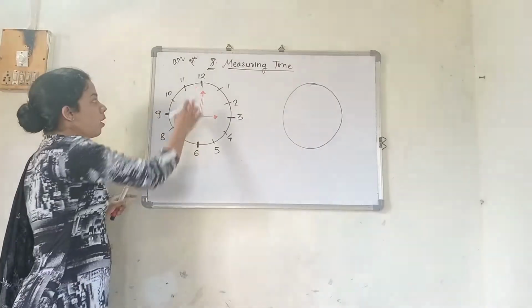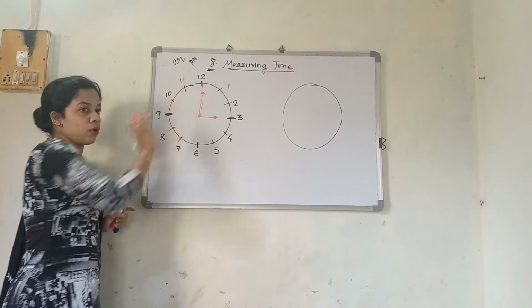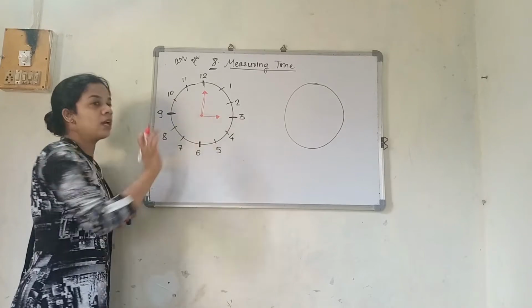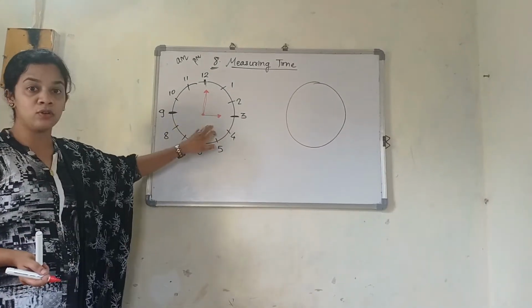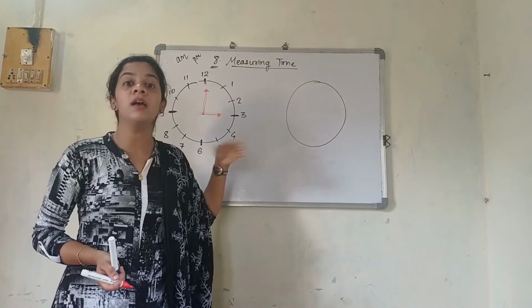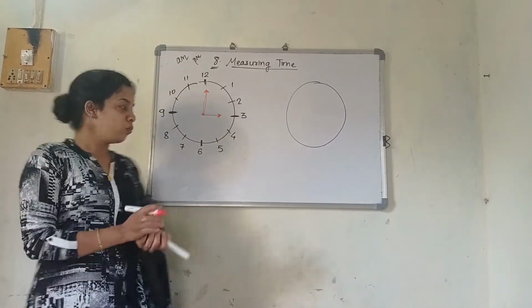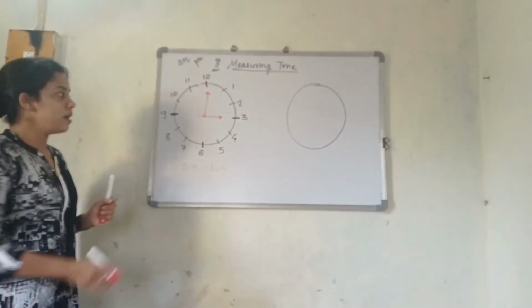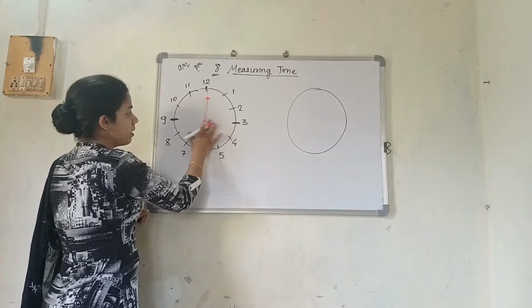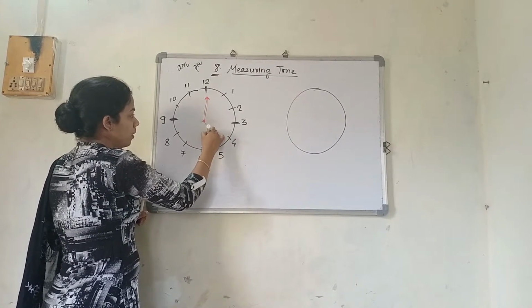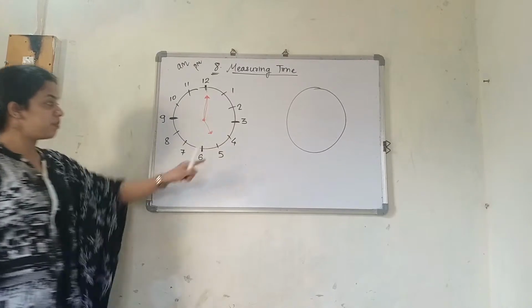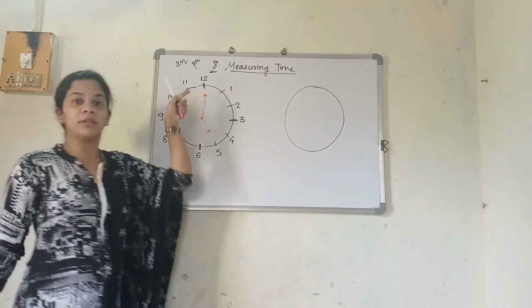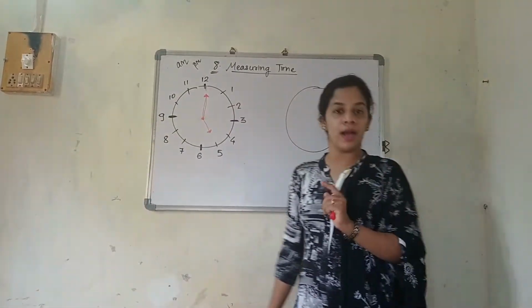Always remember one thing: when the minute hand is on 12 and the smaller hand, which is called the hour hand, is on any other number, that is the time present on the clock. Here it is 3 o'clock. You can write it as 3 o'clock. Now if I shift this and keep it over here, the hour hand is on 5 and the minute hand is on 12. So right now the time is 5 o'clock.